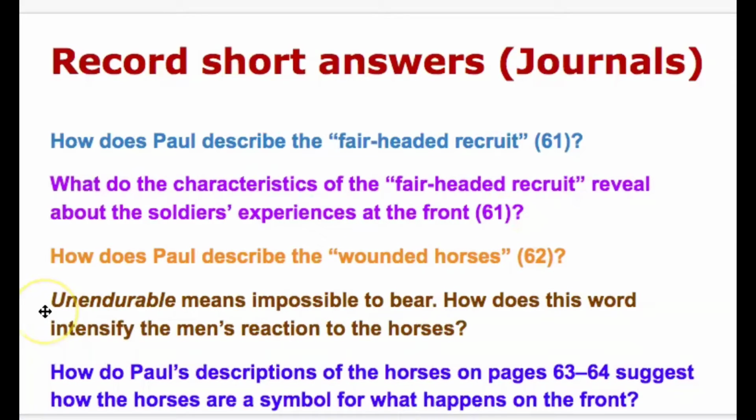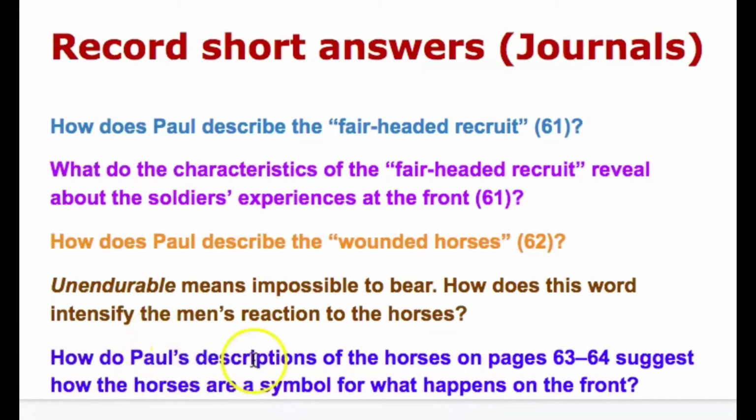Then, unendurable means impossible to bear. How does this word intensify the men's reaction to the horses? And how do Paul's descriptions of the horses on pages 63 through 64 suggest how the horses are symbols for what happens on the front?